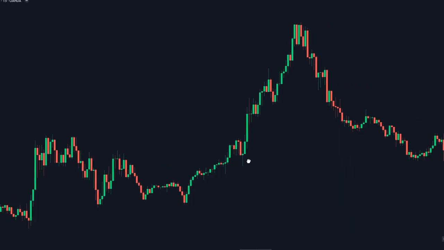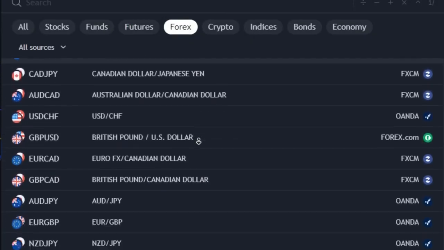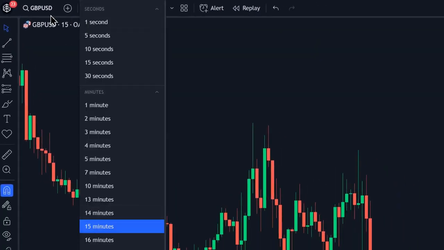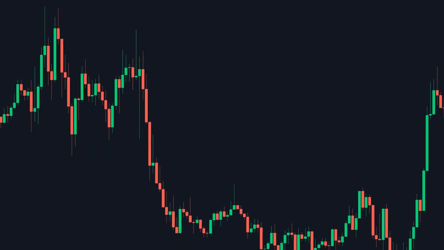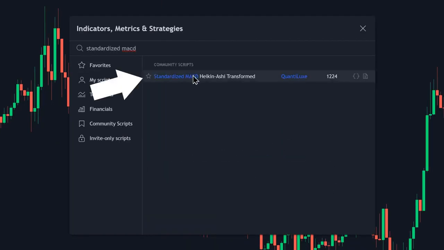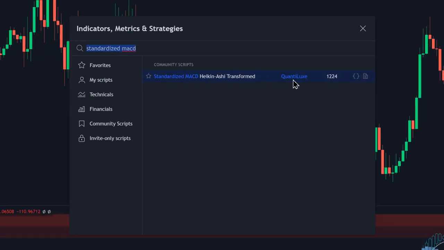To add it to your chart, you're going to go to TradingView, then load any trading security that you like in any time frame. For me, I'm going to be using the 15-minute time frame of GBP USD. Then click on Indicators, type in standardized MACD. Select this one called Standardized MACD Heikin-Ashi Transformed, created by Quantilux.